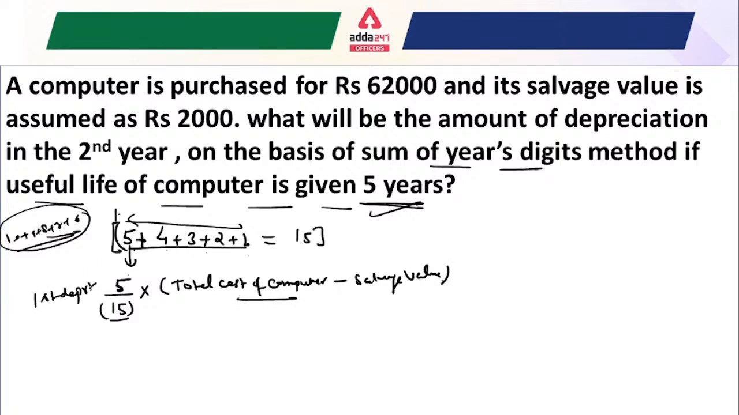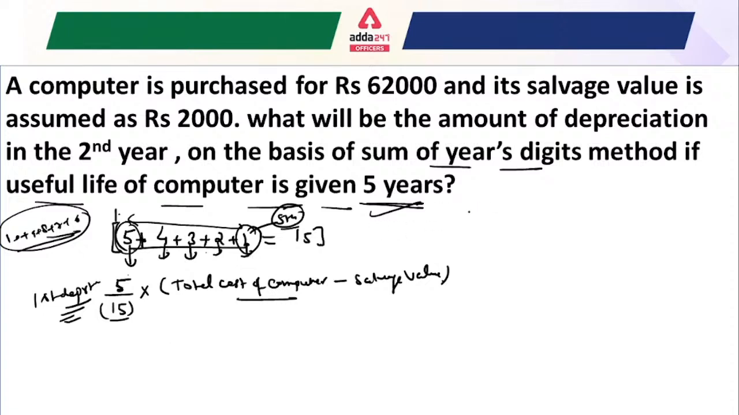If the question is to calculate the first year depreciation, that would be your first year depreciation, and that would be your fifth year depreciation. You should very easily understand this. This is the first year depreciation, this is the second year, this is the third year, this is the fourth year, and this is the fifth year depreciation. So this is how we actually solve the questions in the examination.